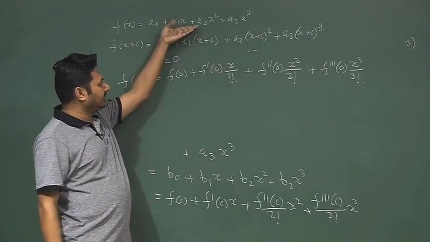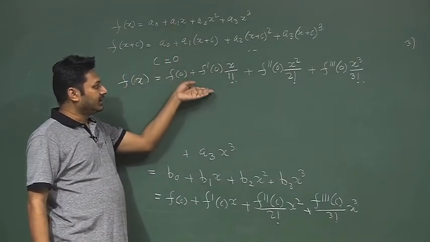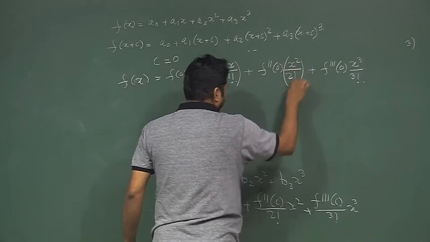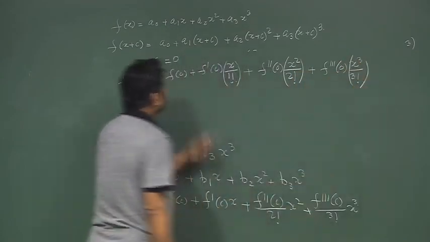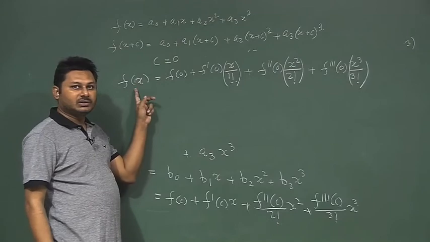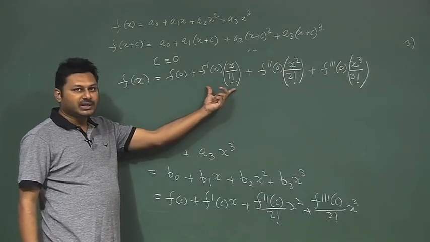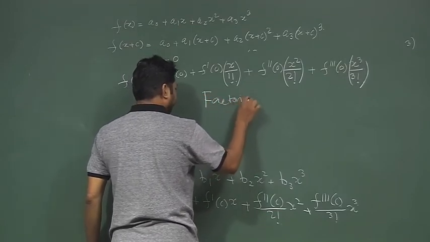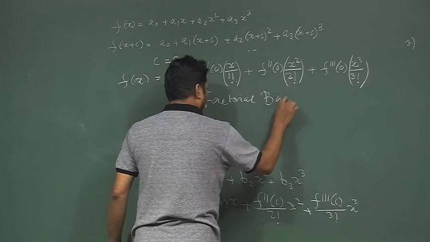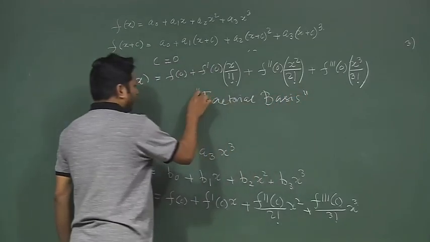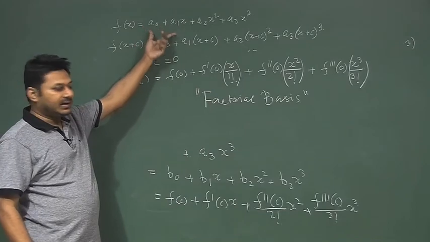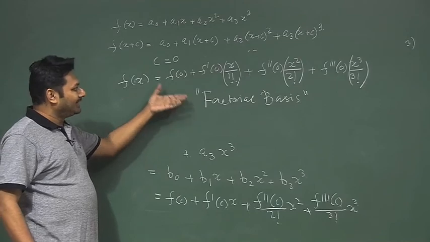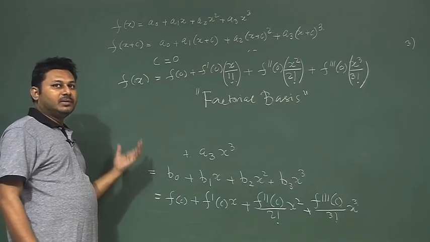And finally, if you check this and this, there is a different basis I can form. You can see this basis is slightly different from the previous one. This is a monomial basis. I am writing the same function, but this basis is slightly changed. This basis is called the factorial basis. So, I can write the same function in terms of the monomial basis, and in terms of the factorial basis. Now, if a function is given to you, you can understand how to change it from monomial basis to factorial basis.